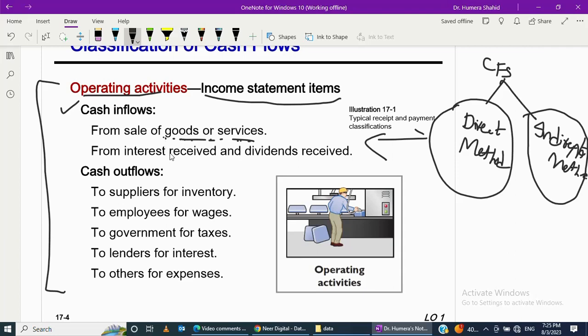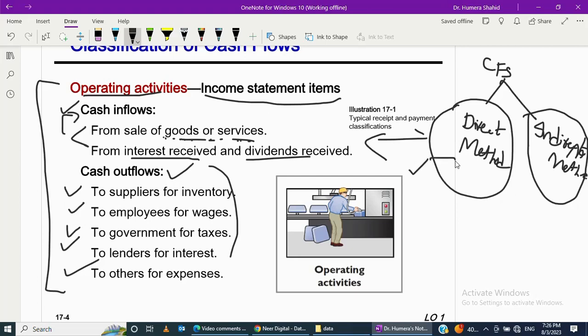Then if you have investments in the stocks of other companies, you will be receiving the dividends. If you have given a loan to someone, you will be receiving interest on that. So these two things provide you inflow, they bring the money for your business, so we call them cash inflow. Cash outflow: for which things do you pay the money for your operations? So you pay for inventory, you pay for wages, you pay for taxes, interest, and for other expenses. So all the cash-based expenses will be outflows for you. So inflows and outflows, you write them like this in the direct method, the first method.